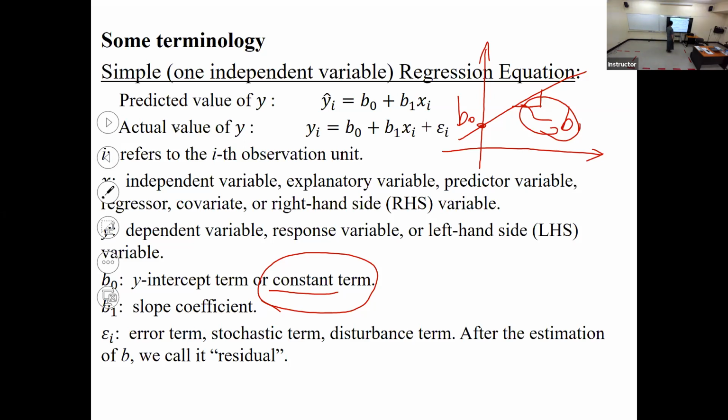Now the rest is the epsilon. Epsilon, as I said, error term, but there are other names also: stochastic term, disturbance term, or sometimes we say random error, also white noise. There are some other terms.